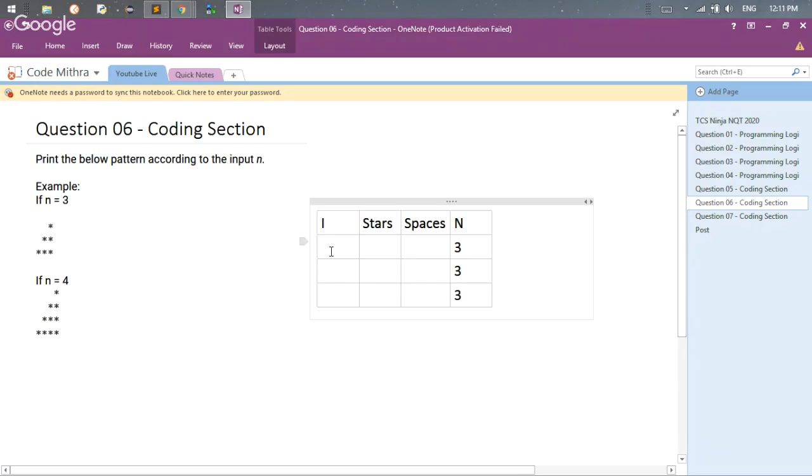That means 3 different rows I'm going to print. For the first time, the i value will be 0. Second time, the i value will be 1. Third time, the i value will be 2, right? So a quick question. How many stars do I have to print in the first row? In the first row, I have to print 1 star. In the second row, I need to print 2 stars. And in the third row, I need to print 3 stars.